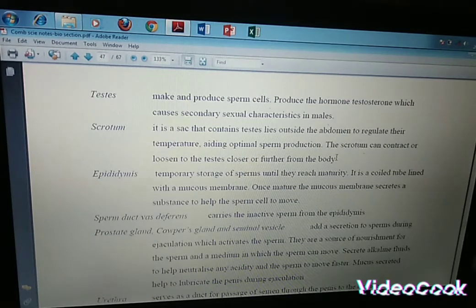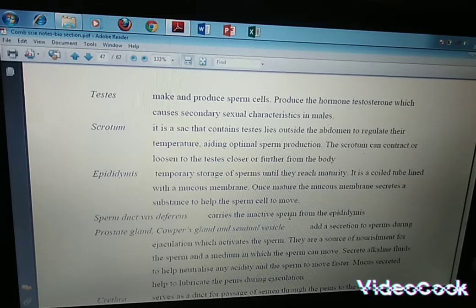So if it is hot, the scrotum will act in a way that the testes move away from your body. When it is very cold, the scrotum will make it in a way that they will move closer to your body, so that it can just maintain the optimum temperature for the production of sperms, right? So we've got what we call the sperm duct. The sperm duct, sometimes it's given the name vas deferens. So when you see vas deferens, just know that they are referring to the sperm duct.